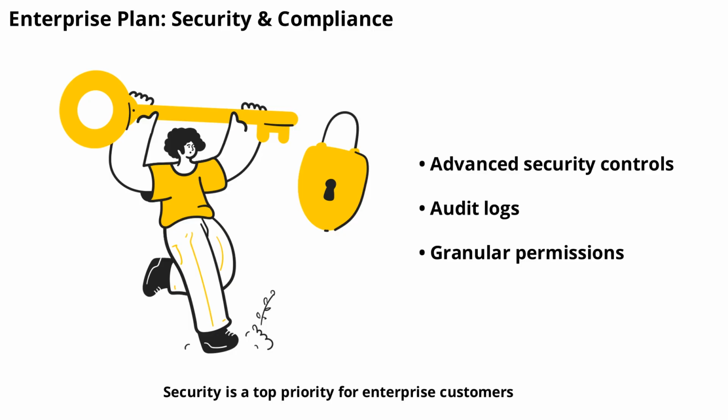Security is a top priority for enterprise customers. The Enterprise plan includes advanced security features such as SSO, audit logs, and granular permissions. These tools help organizations comply with industry regulations and protect sensitive data. If your business operates in a regulated industry or handles confidential information, these features are essential.